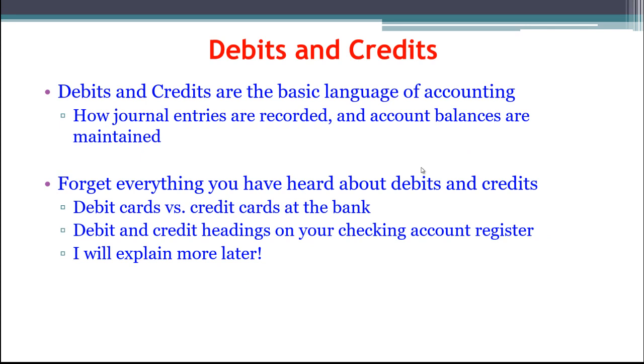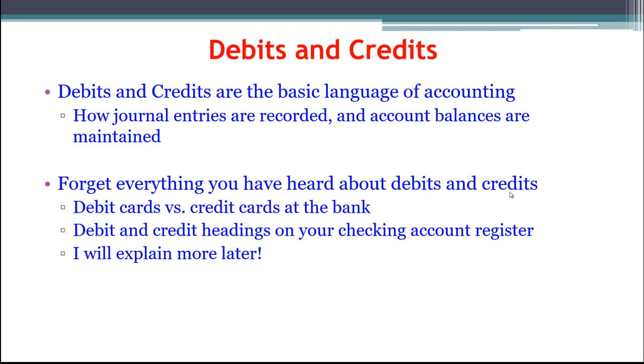Understanding these normal balances, the debits and credits, is very key to understanding accounting. You really can't get much further without hammering that down and truly understanding it. It's the basic language of accounting. That's how all of our journal entries are going to be recorded. That's how account balances are maintained. Again, they don't tell you negative or positive. Everything shows up as a positive number, an absolute value. But knowing whether it's a debit or credit and what it should have been tells you whether in your mind it's positive or negative.